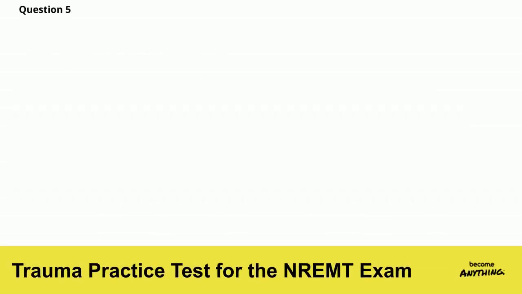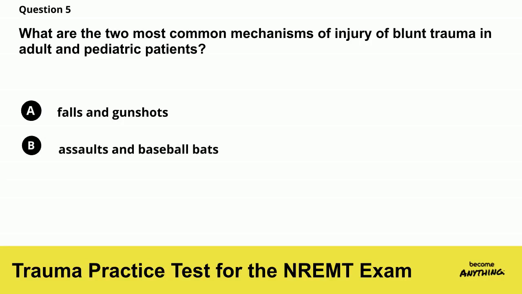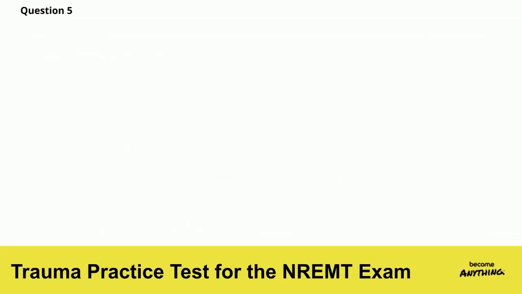Question 5. What are the two most common mechanisms of injury of blunt trauma in adult and pediatric patients? A. Falls and gunshots. B. Assaults and baseball bats. C. Motorcycle and motor vehicle crashes. D. Falls and motor vehicle crashes. The correct answer is D. Falls and motor vehicle crashes.